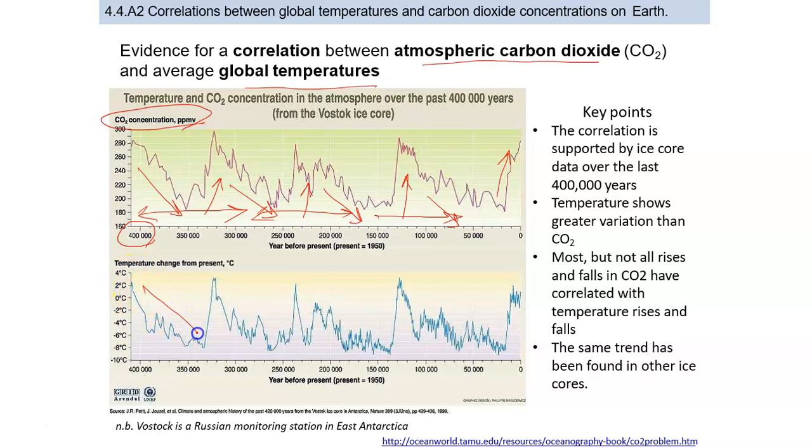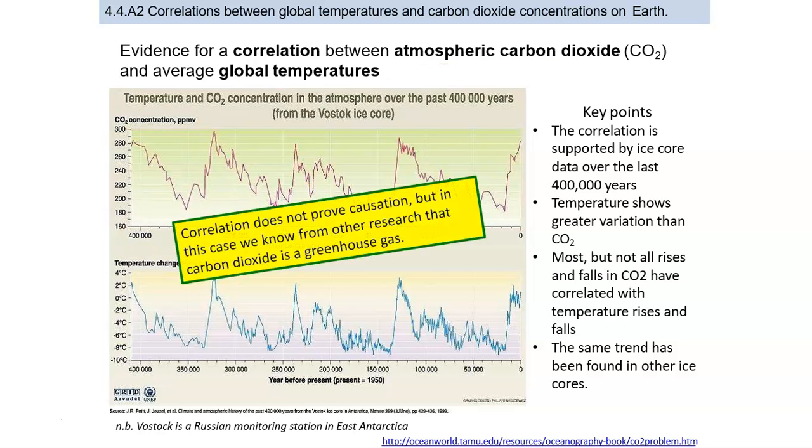And you will see the positive correlation: once the carbon dioxide goes down, the temperature goes down. Once the carbon dioxide goes up, the temperature goes up. So it's completely covering each other. However, you should remember that correlation doesn't prove causation, but in this case, we know from other research that carbon dioxide is a greenhouse gas, so this solves the problem.